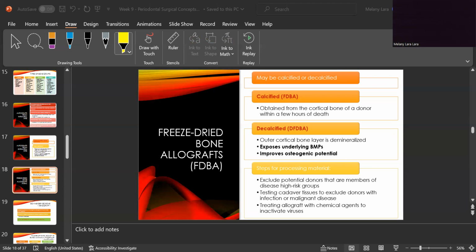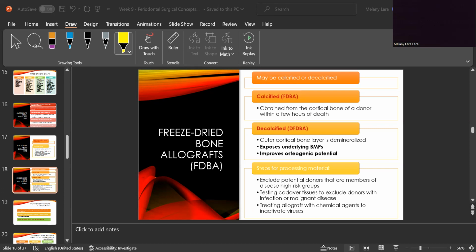Decalcified, so DFDBA, decalcified freeze-dried bone allografts. Same process, they're basically harvesting it from the cadaver very shortly after death. But what they do is they actually demineralize the outer layer of that bone. When they demineralize it, that exposes the underlying BMPs, the bone morphogenetic proteins, which improve osteoblastic activity, which ultimately improves osteogenic potential. So having it decalcified is nice just because those BMPs are exposed and it increases the osteogenic potential.